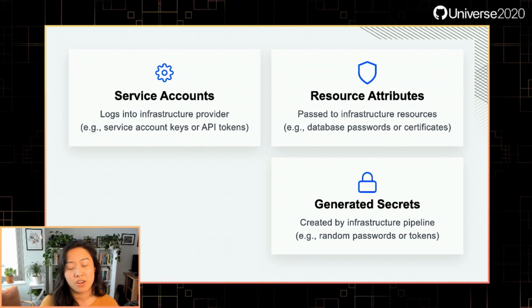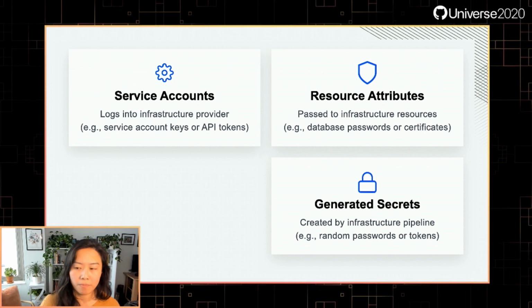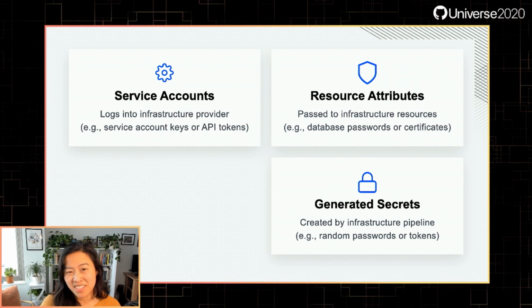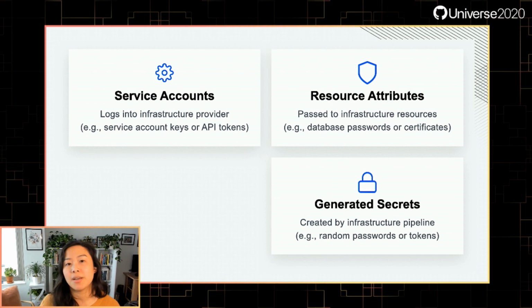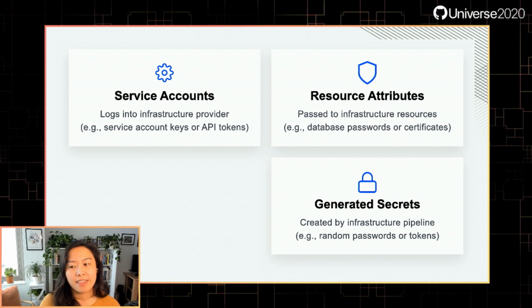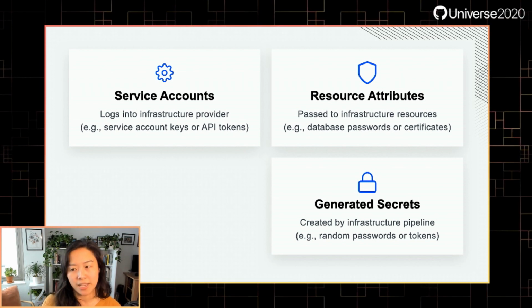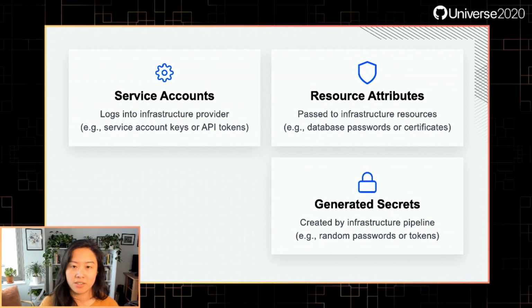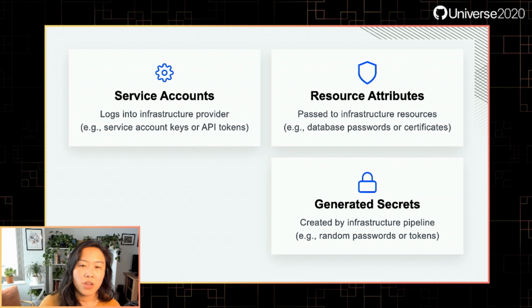And you can also have it generate some secrets for you. Actually, this subset of things is kind of the stuff that you would put in your pipeline. If you think about the secrets in your pipeline, they usually fall into one of these three buckets. So things that you need to log into an infrastructure provider, these are API tokens or service account keys. You also have resource attributes.